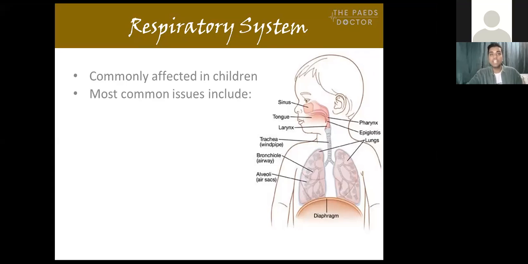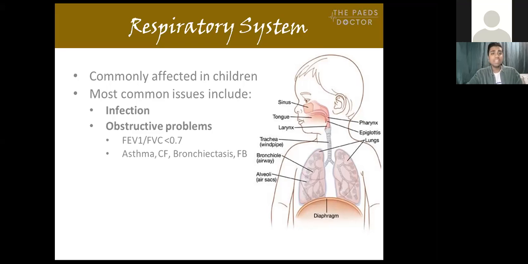The most common issues in respiratory pediatrics are infections, of which you would see many different types across these areas of the respiratory system. Then we have obstructive and restrictive problems. For obstructive problems, if you cast your eyes back to spirometry, we look at the FEV1, the forced expiratory volume in 1 second, over the forced vital capacity. In obstructive problems, this is less than 0.7. Obstructive problems are conditions such as asthma, cystic fibrosis, bronchiectasis, or a foreign body.